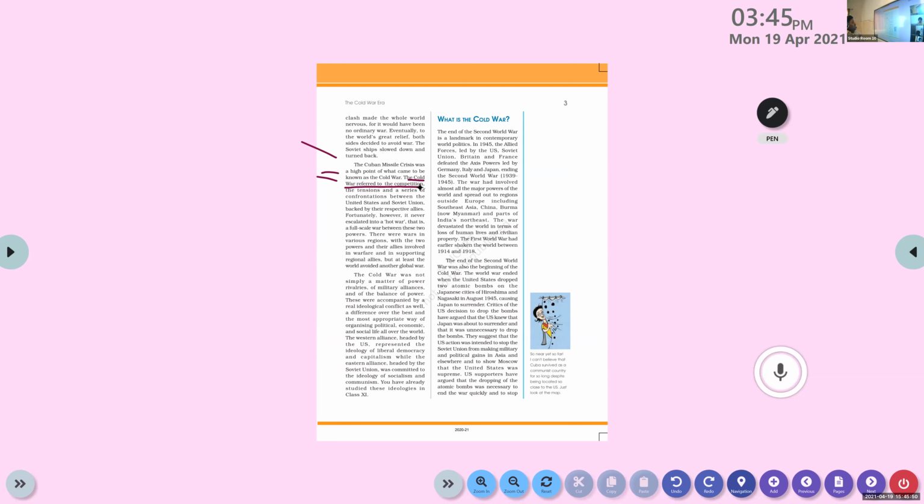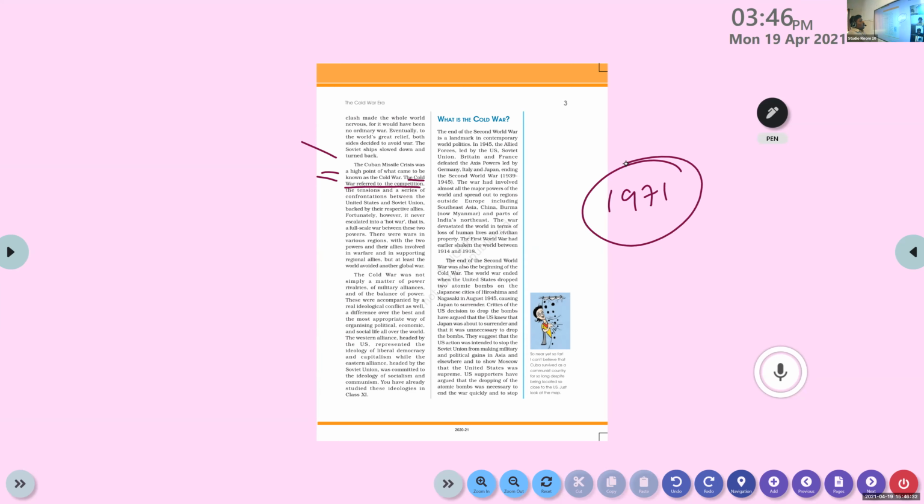That is, a full-scale war between these two powers. A hot war means a full-scale war, where all three groups of the military will participate, like the Air Force, Navy, and Army. Clear or not? But here, nobody engaged in that war. Both America and Russia, or USSR, avoided that hot war. There were wars in various regions with the two powers and their allies involved in warfare and in supporting regional allies. Clear?